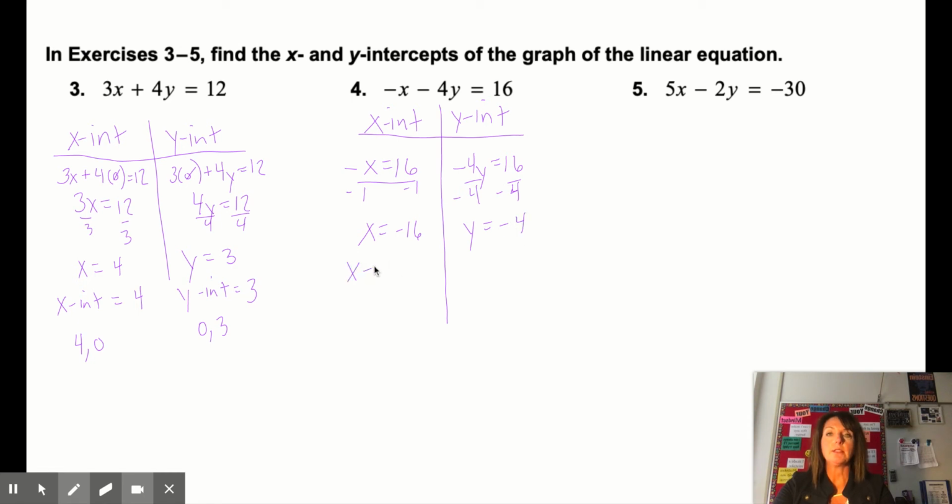So my x-intercept is negative 16. My y-intercept is negative 4. I know you probably don't have enough room in your book to write all this detail. This is the ordered pair (negative 16, 0). This is (0, negative 4). So we're aware of that. All right.